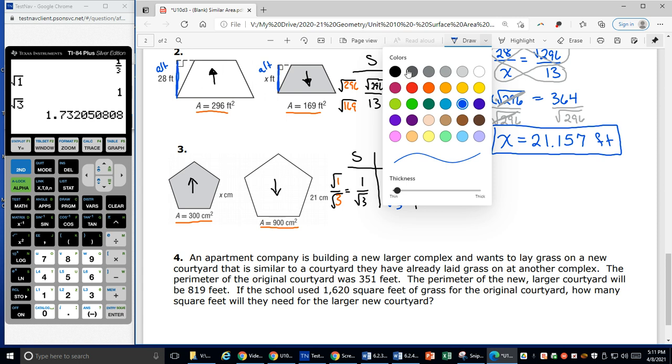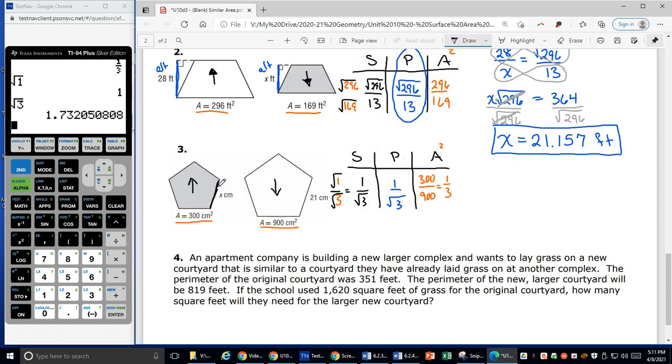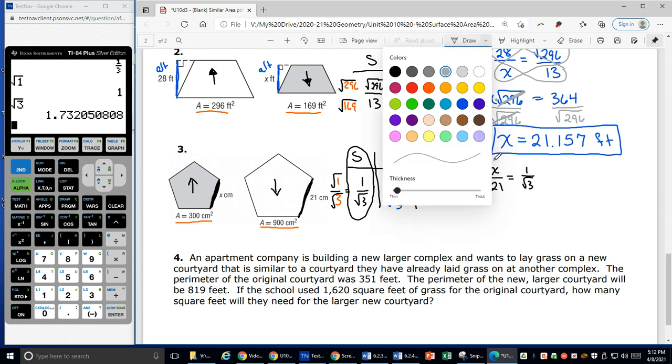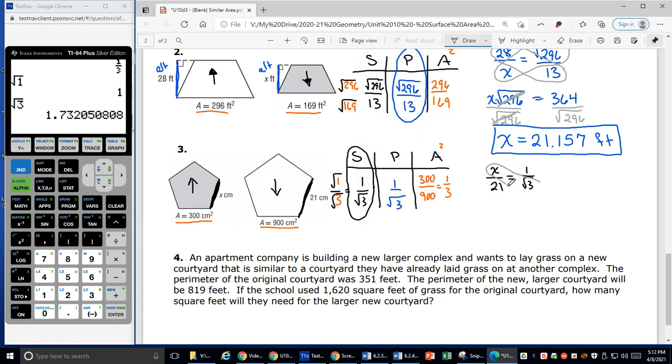Now, what am I trying to find? I'm trying to find this side length right here. And I said we can think of the side length as S for scale factor, or S for side. And I know when I compare these two sides, they're going to reduce to 1 over the square root of 3. My up arrow says X goes on top. My down arrow says 21 goes on the bottom. And that's going to reduce to 1 over the square root of 3, which can be cross multiplied. When I cross multiply, I'm going to get X times the square root of 3, and I'm going to get 1 times 21.